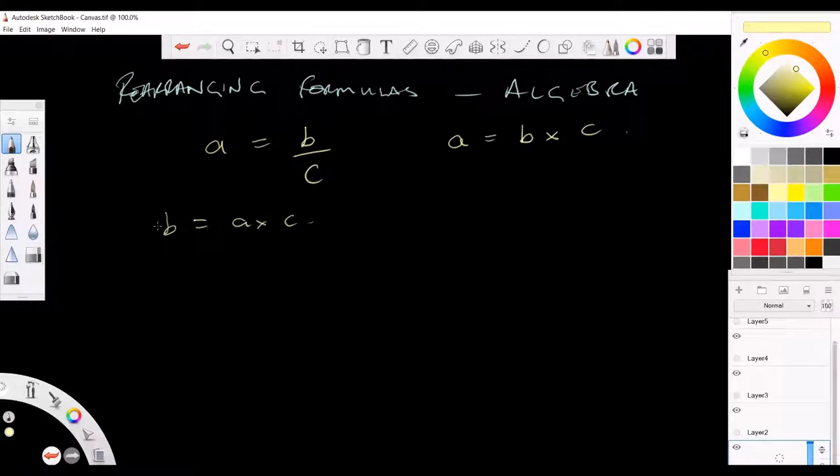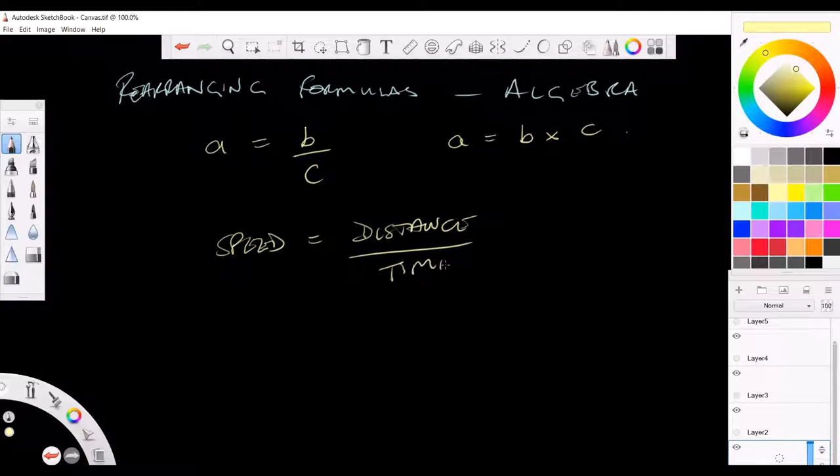So classic examples would be speed time distance calculation in navigation and flight planning and so on, where speed equals distance divided by time. So we need to be able to rearrange that.